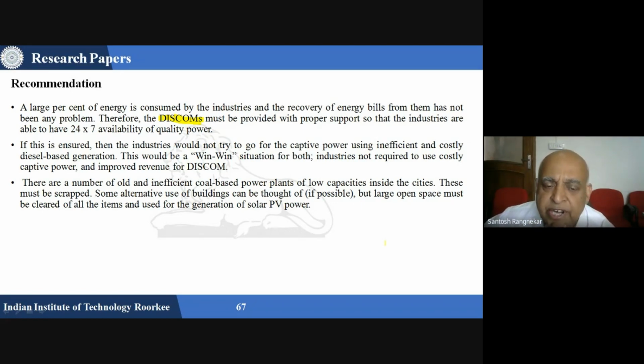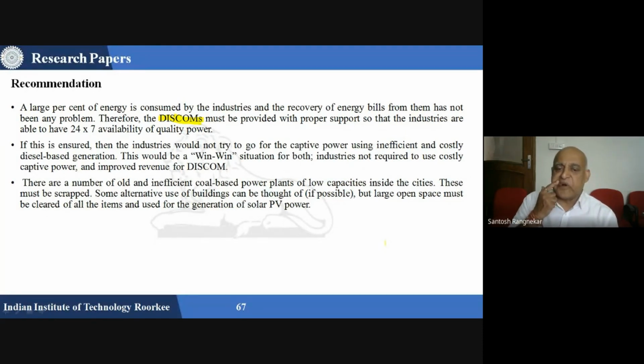I have been the coordinator for this particular project for the Rajasthan Rajya Vidyut Prasaran Nigam Limited, RRVPNL. If this is ensured, the industries would not try to go for captive power, inefficient and costly diesel-based generation. This would be a win-win situation for both. Industry is not required to use costly captive power, and revenue improves for the discoms.